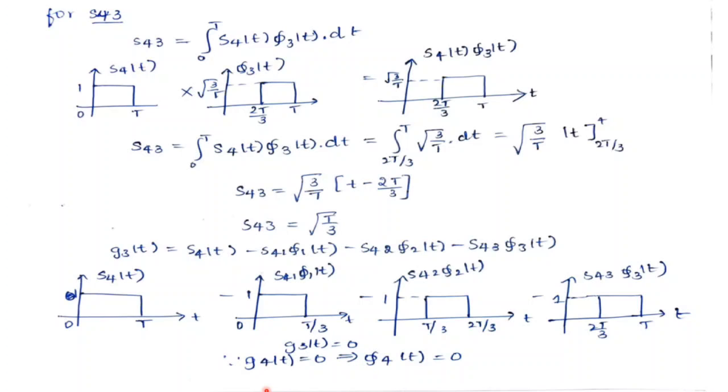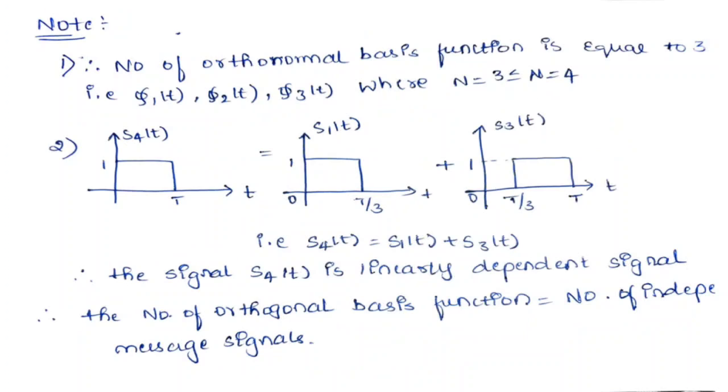G4 of t is equal to 0, so phi 4 of t is also 0. So note, the number of orthonormal basis functions is equal to 3, that are phi 1 of t, phi 2 of t and phi 3 of t, where N is 3, less than or equal to 4.